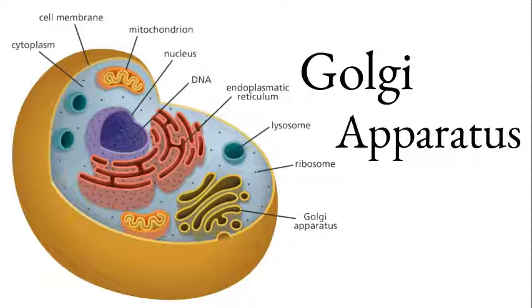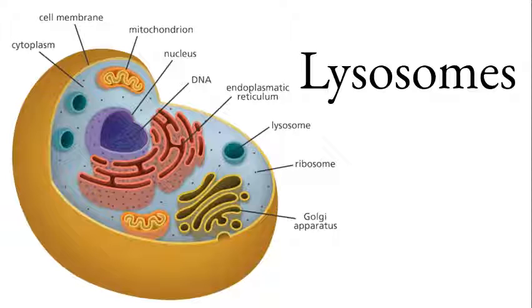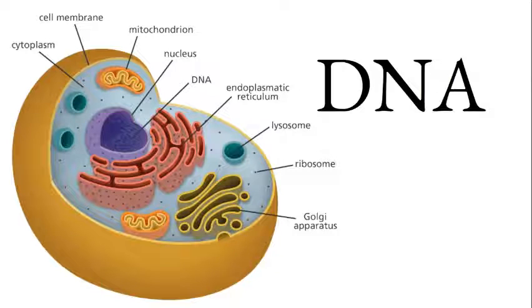Golgi apparatus. The Golgi apparatus is a stack of membranes. It prepares proteins and fats for use inside and outside the cell. Lysosomes. The lysosomes are used to kill the viruses and bacteria. DNA. The DNA comes from your parents, so if you look like them, you got it from your DNA.